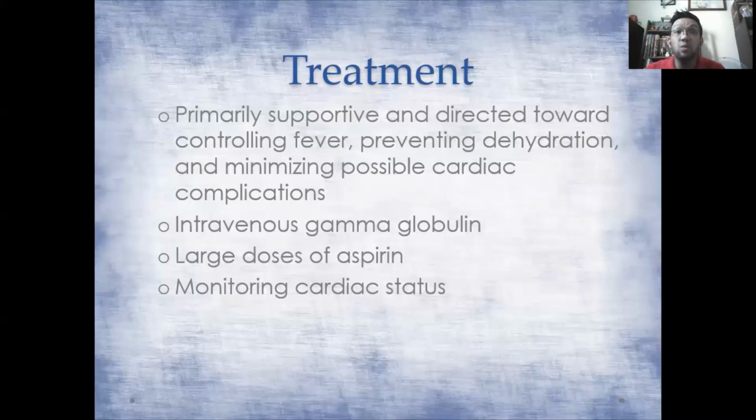Large doses of aspirin will be given as well to prevent thrombus formation since the coronary arteries are involved, because this can later on complicate to myocardial infarction once a thrombus has formed. So long-term treatment with aspirin is going to be given until the patient's coronary arteries are no longer dilated. And always monitor the patient's cardiac status through echocardiography, most especially the size of the coronary arteries of the patient. So that's how Kawasaki disease is treated.